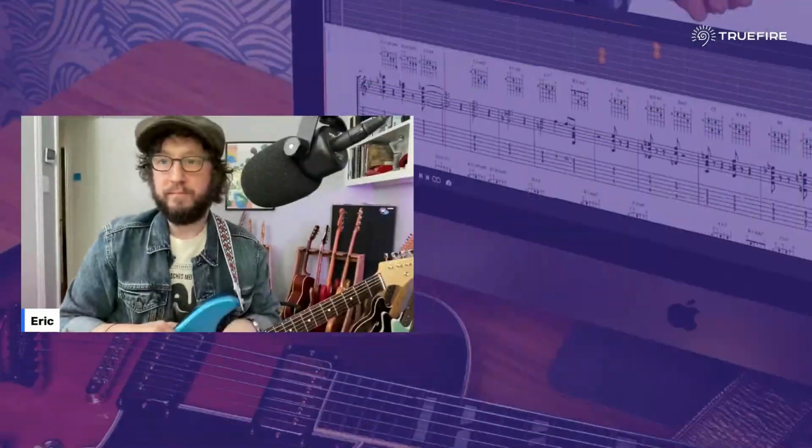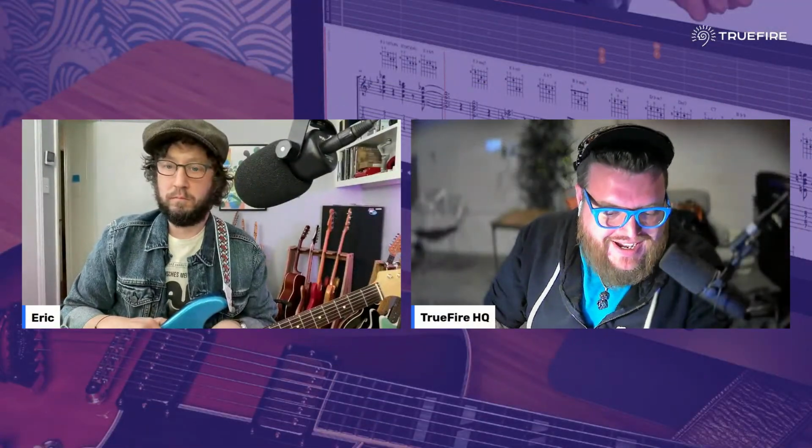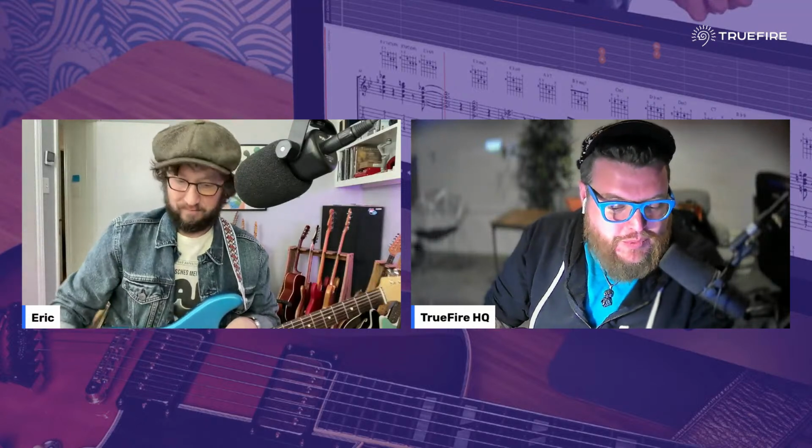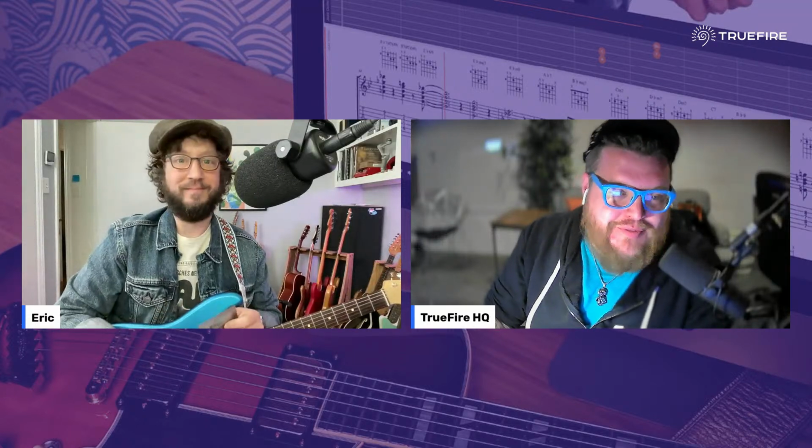That's just a separate thing there. Very good. Another question that we had, a setup question. What is your action height at the 12th fret?